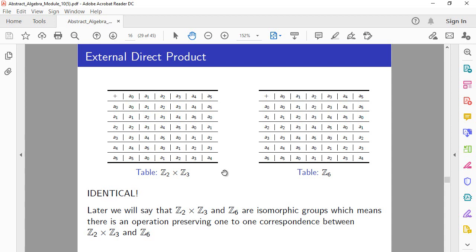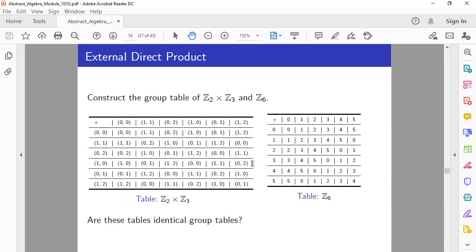Now, you might not have realized that Z6 is cyclic generated by 1, and in fact the reason I wrote the elements of Z2 cross Z3 in the order of 0, 0, 1, 1, 0, 2, 1, 0, 0, 1, 1, 2 is that I wrote them in a specific order here, because 1, 1 is a generator of this group.